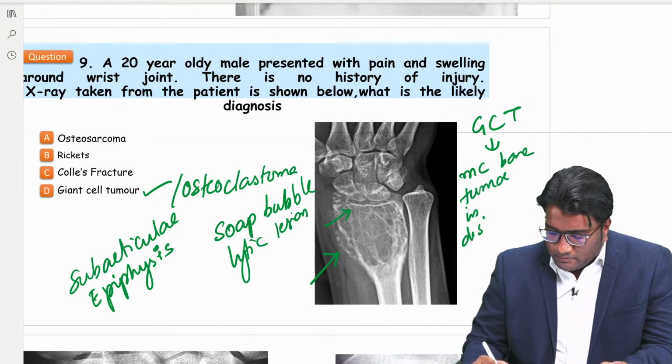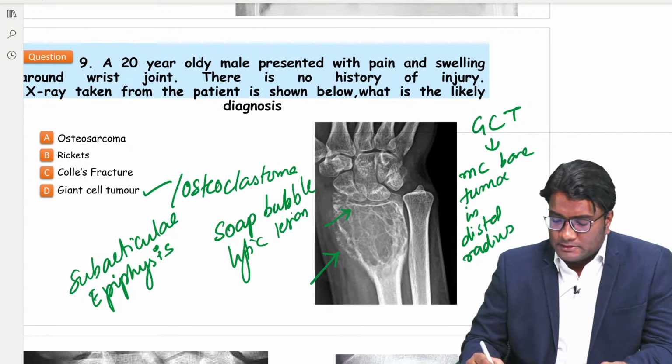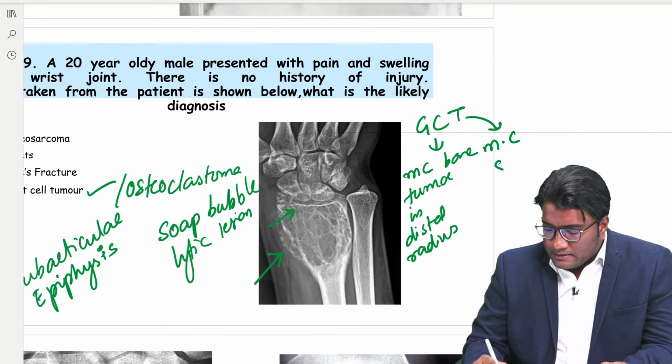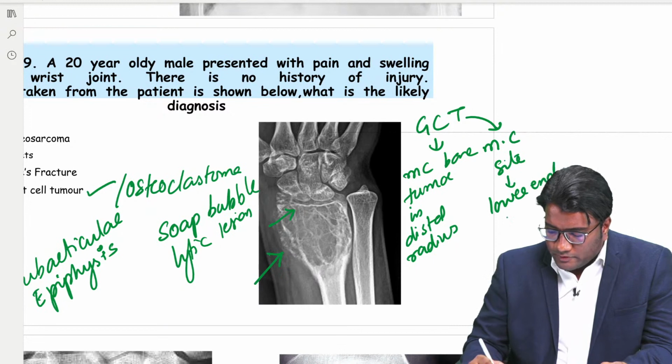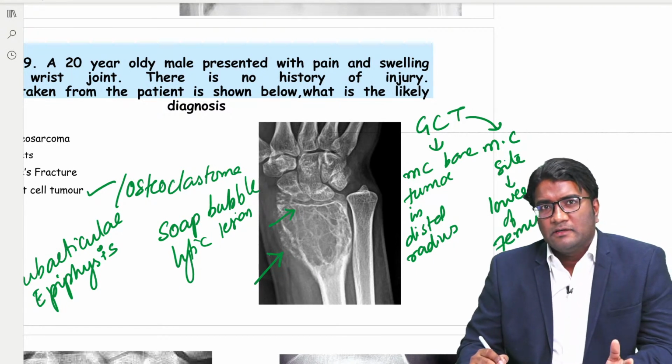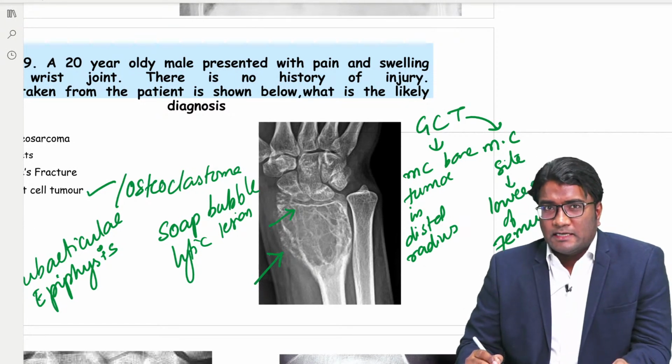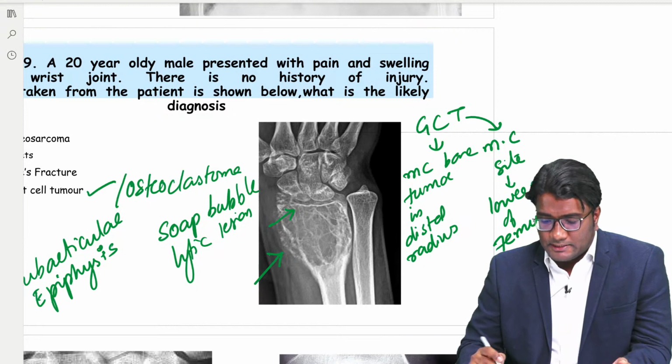So they gave the image of the distal radius. GCT is the most common bone tumor involving the distal radius. And the most common site is the lower end of the femur. So differentiate these two things. The most common site of the GCT or osteoclastoma is the lower end of femur, but the most common bone tumor that occurs at the distal radius is also GCT.